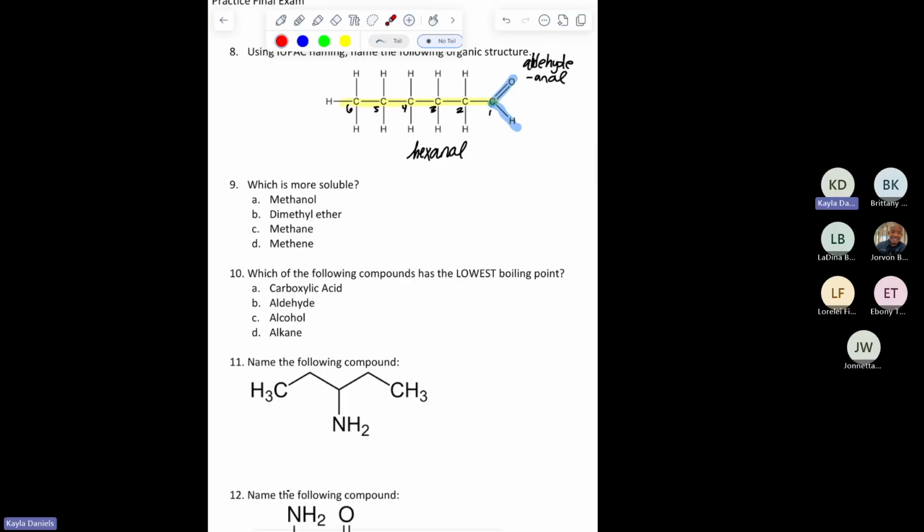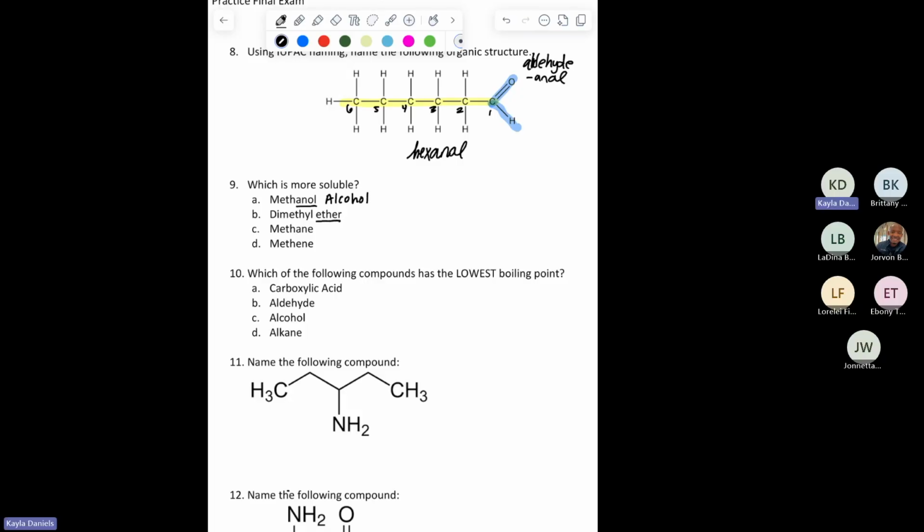All right, number 9 and 10 is where we would want to use that trend line. So in 10, they just give us the functional groups. In 9, they give us names and we have to decipher which functional group they are. All right. So -anol is an alcohol.